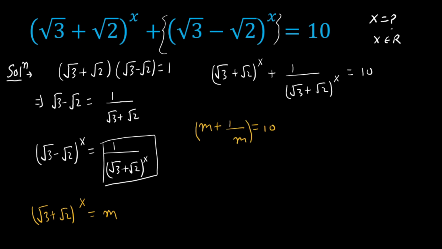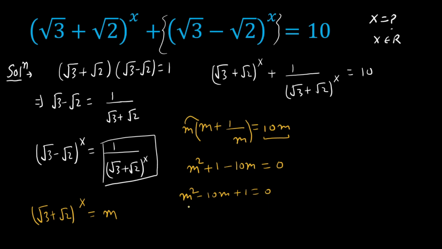If we multiply both sides by m, then on the left-hand side m multiplied by m gives m square, and m multiplied by 1 over m gives plus 1. And if we take this 10 times m to the left-hand side, then here minus 10m equals 0. Here m² − 10m + 1 = 0. This is a quadratic equation in terms of m.